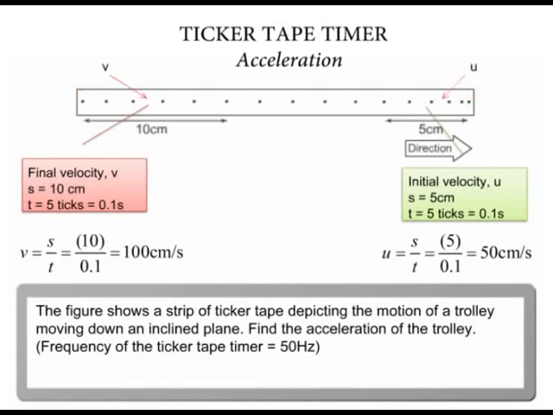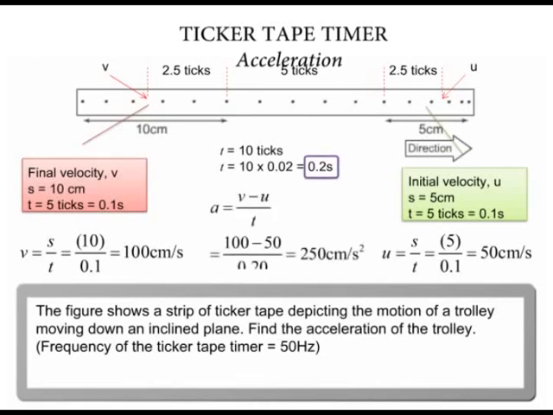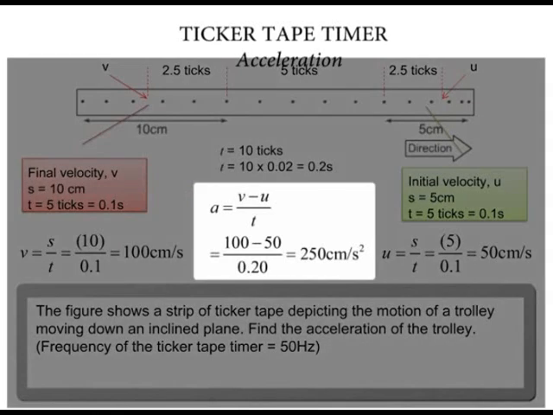Thus, u is in the middle of the 5 centimeters and v is in the middle of the 10 centimeters. If we now find the number of ticks, we see that there are 10 ticks between u and v. Hence, the time taken is 10 ticks or 0.2 seconds. Substituting the values, we have an acceleration of 250 centimeters per second squared.